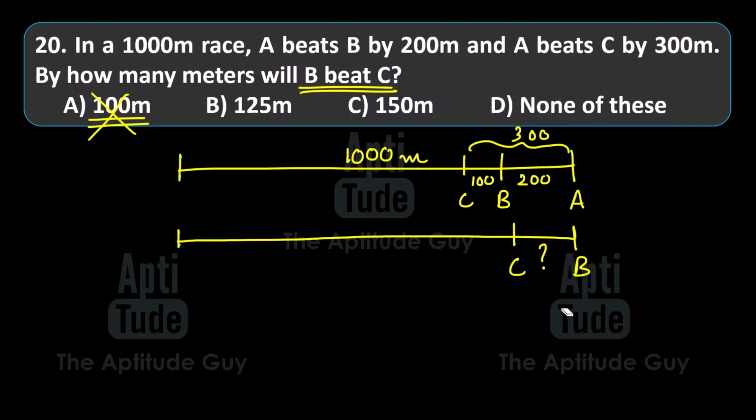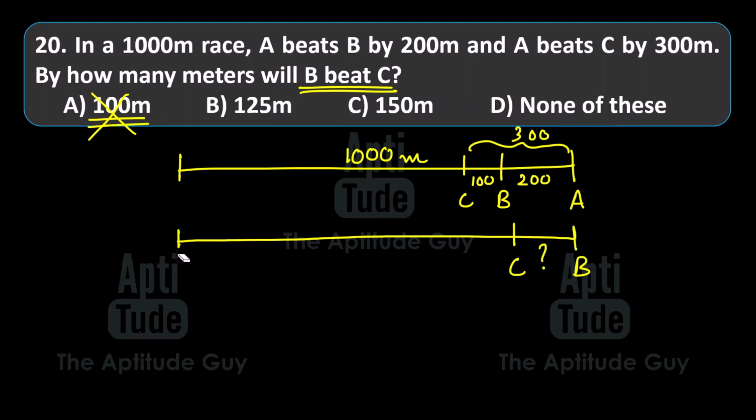That is the question. Now, if at all you say that since here the difference between them is 100, here also the difference between them will be 100, then with that logic, here also it's 100, here also it's 100. In the beginning of the race, can the difference between them be 100?